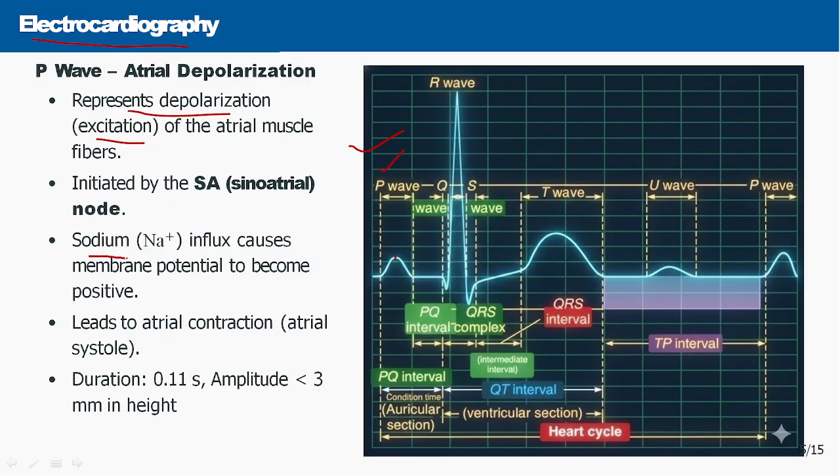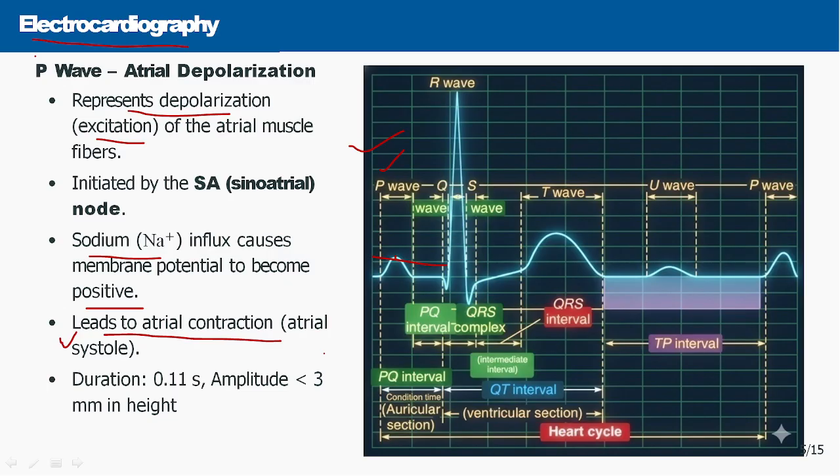It occurs due to the sodium influx, as we have previously discussed in our previous lectures. In the action potential, we know that during the process of depolarization, there must be some influx of sodium ion into the cell. So, here also sodium influx makes the membrane potential positive and it will lead to some positive voltage. This leads to atrial contraction. Atrial contraction is known as systole.